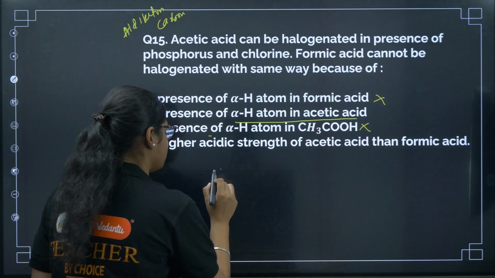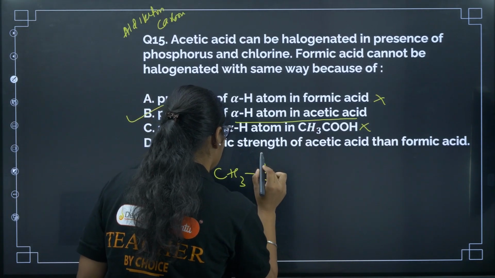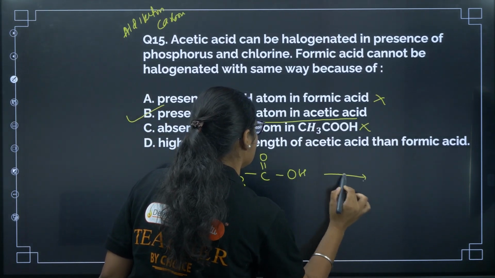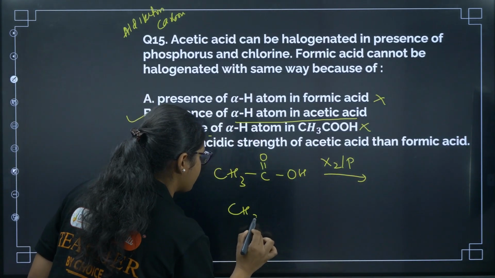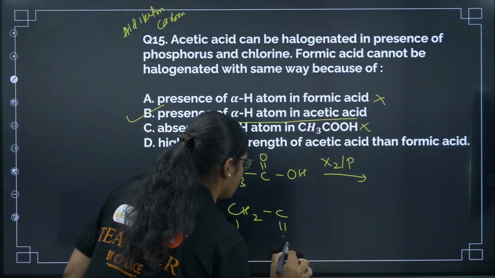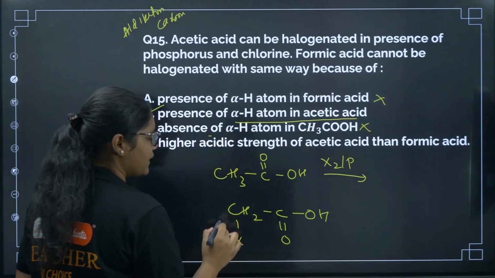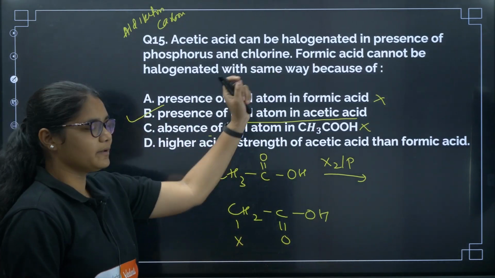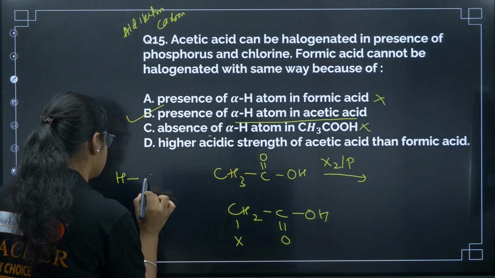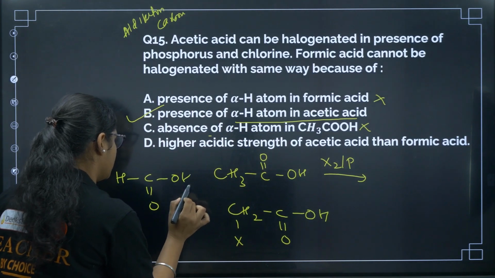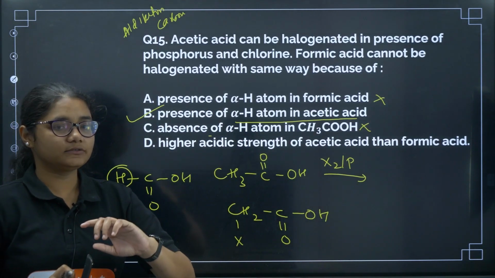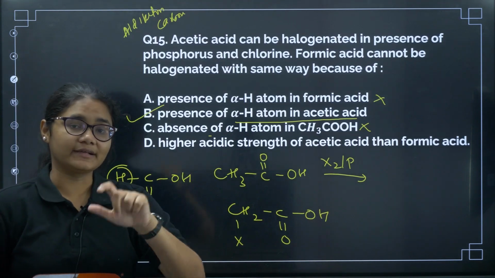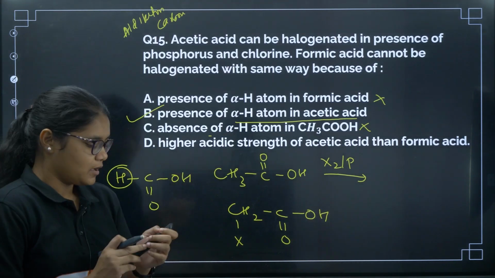Okay, so the reaction, if you have remembered, it is like this. If you treat with this one, you will get this, right? So this alpha hydrogen must be present. But if you take formic acid, which is your HCOOH, right? So this is not alpha hydrogen. Alpha hydrogen is the hydrogen attached to the carbon next to the acidic group, right? Okay, next.